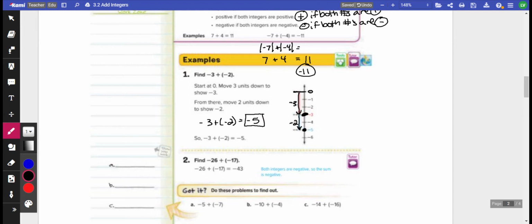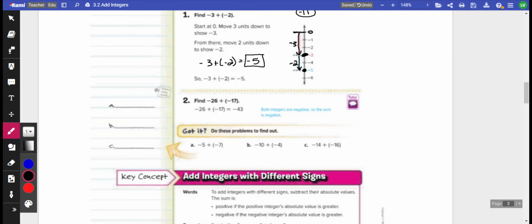Number 2, we're going to find negative 26 plus negative 17. Well, this one is a little more challenging with showing on a number line. So, showing this mathematically, the absolute value of negative 26 plus the absolute value of negative 17 becomes 26 plus 17, which is 43. Now my answer is not 43, and that's because 26 and 17 are both negative numbers. So because they are both negative, my answer needs to be negative. So at the end, I'm adding negative with my 43.